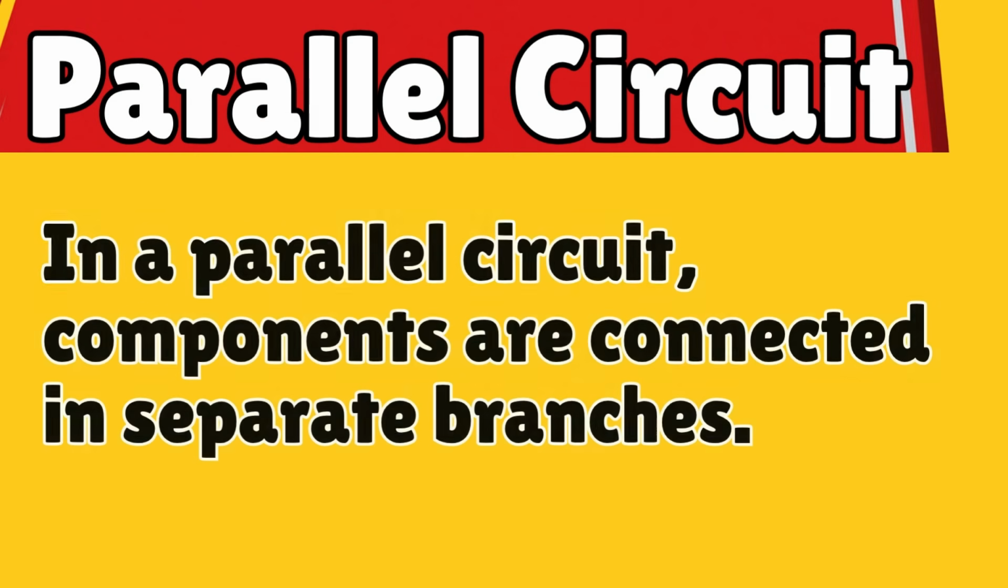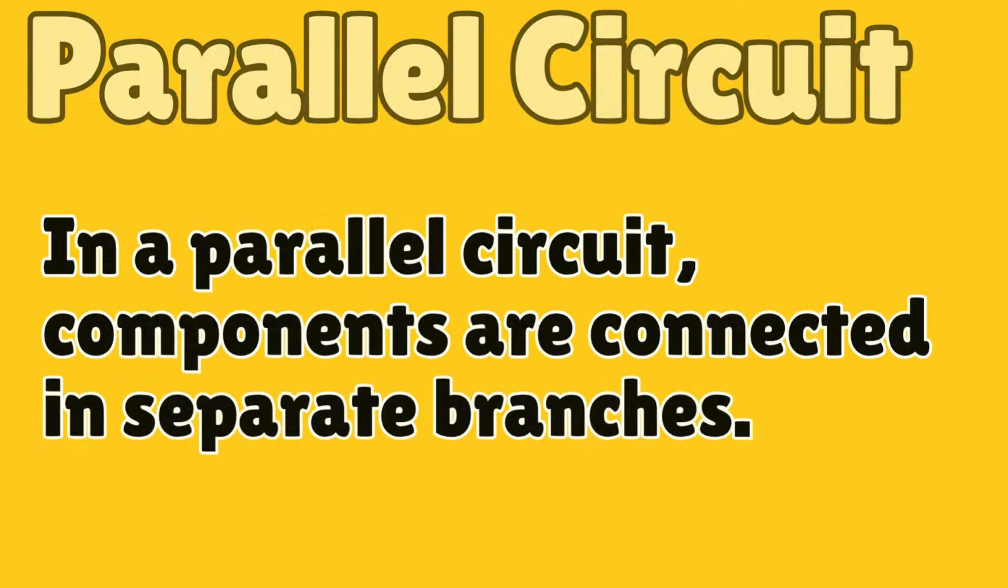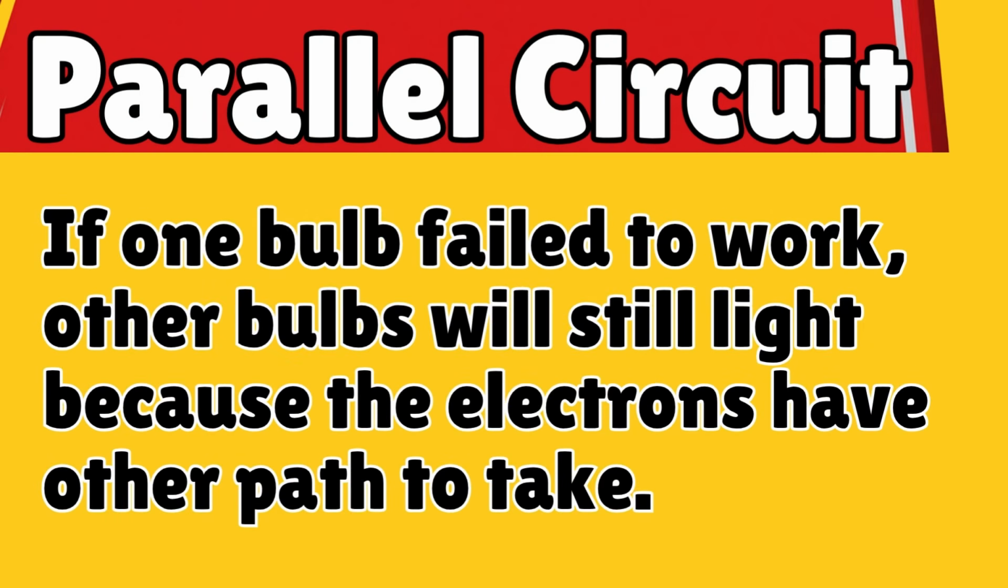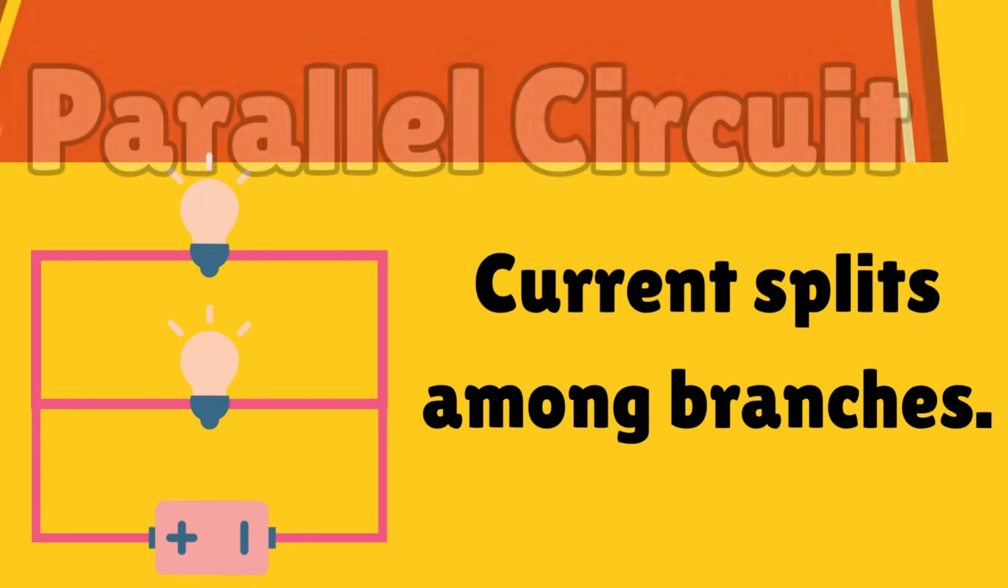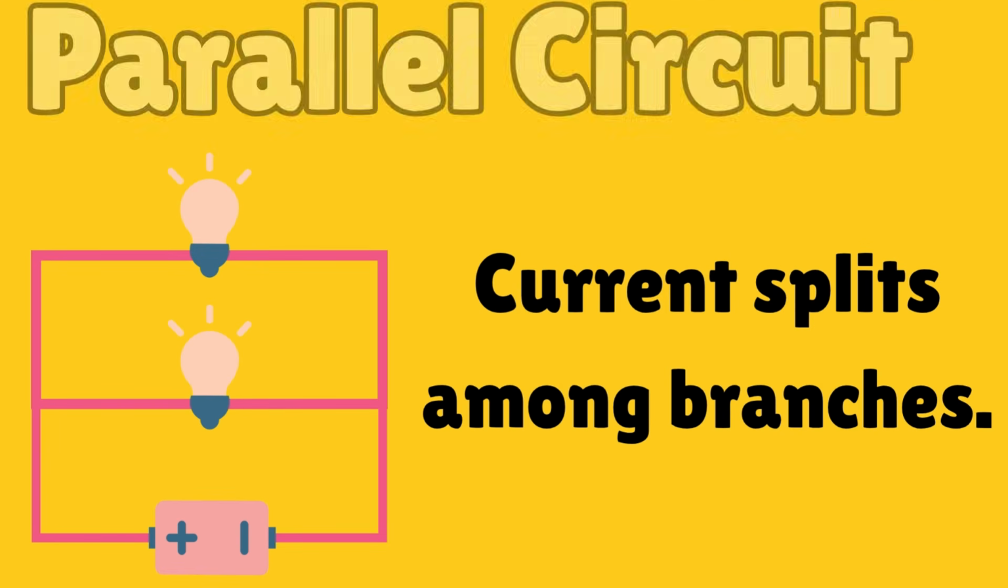This time, it's about the parallel circuit. In a parallel circuit, components are connected in separate branches. When we have separate branches, you offer electrons a different path that they can travel. If one bulb fails to work, other bulbs will still light because the electrons have another path to take. So current splits among branches. So the current is not always constant in parallel.